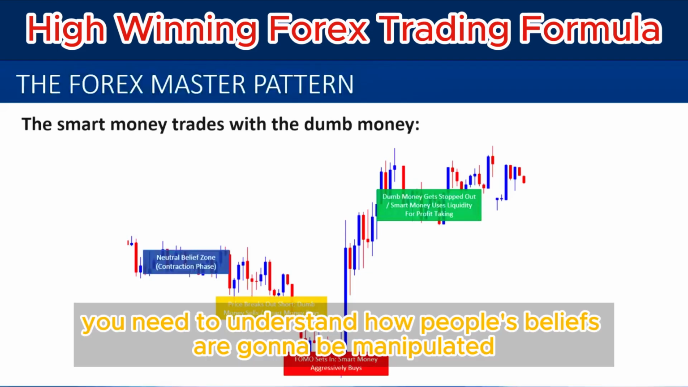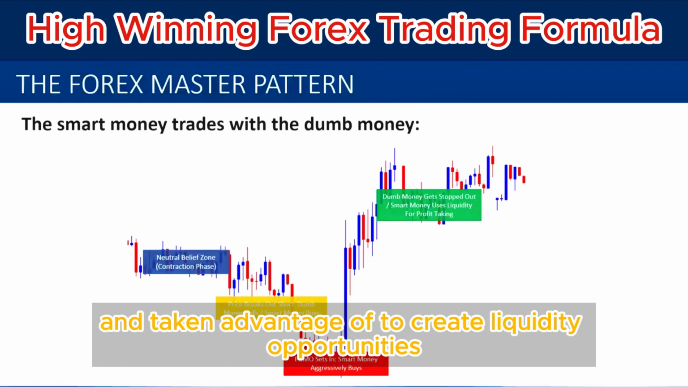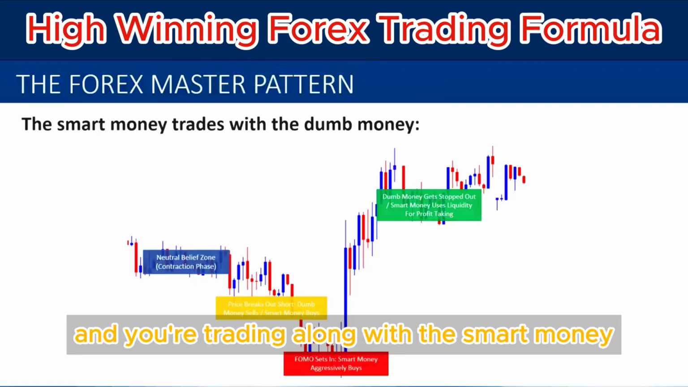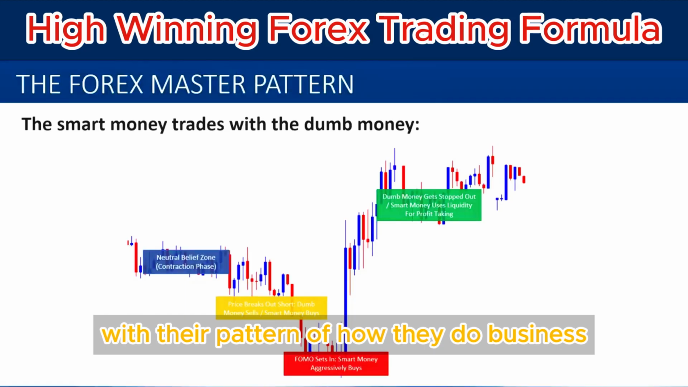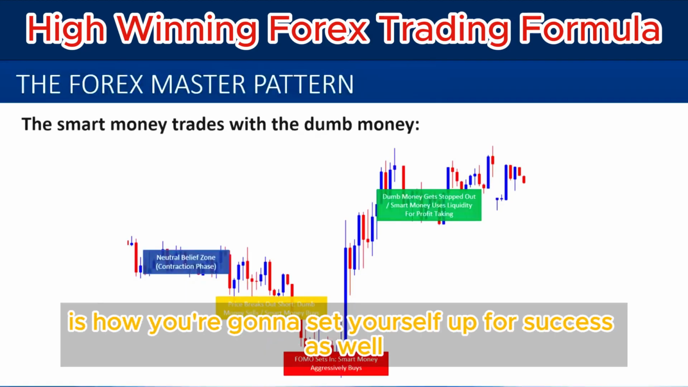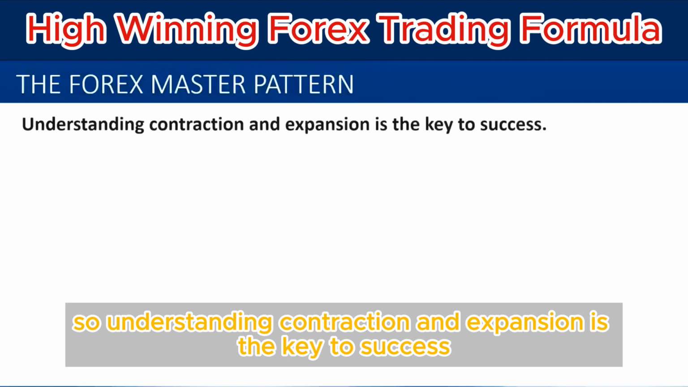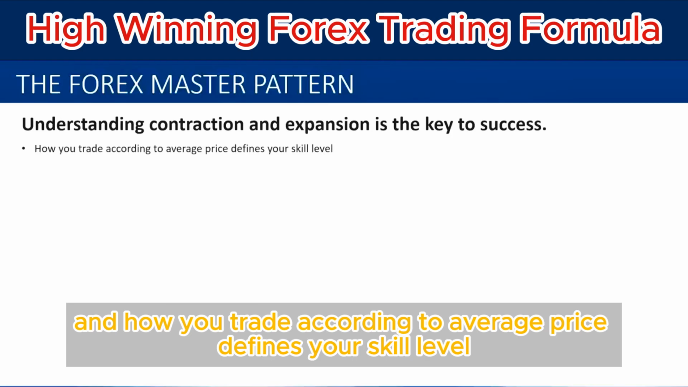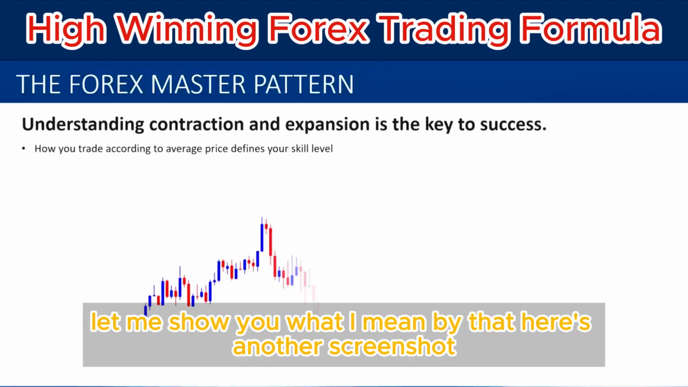Okay, so you need to understand how people's beliefs are going to be manipulated and taken advantage of to create liquidity opportunities. And it's by following smart money's business model of extracting that liquidity, trading along with the smart money with their pattern of how they do business, that you're going to set yourself up for success as well. So understanding contraction and expansion is the key to success. And how you trade according to average price defines your skill level, okay? Let me show you what I mean by that.